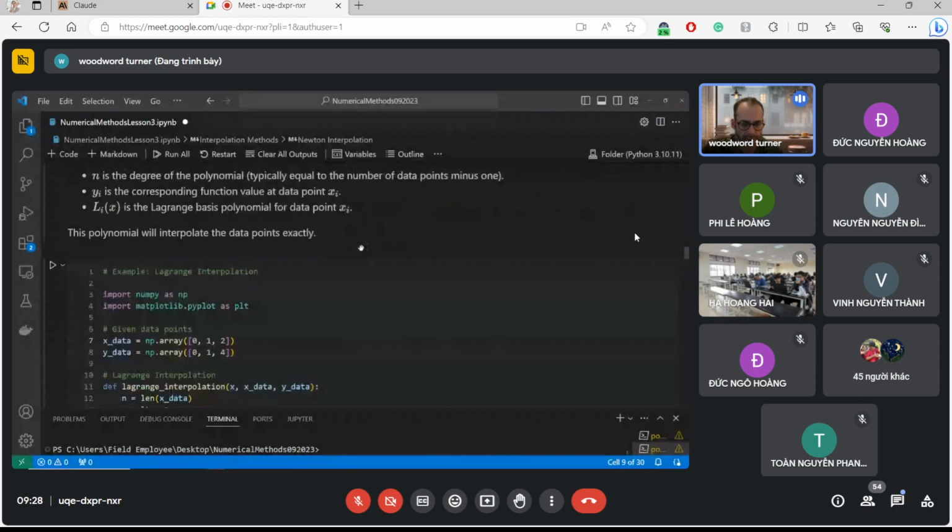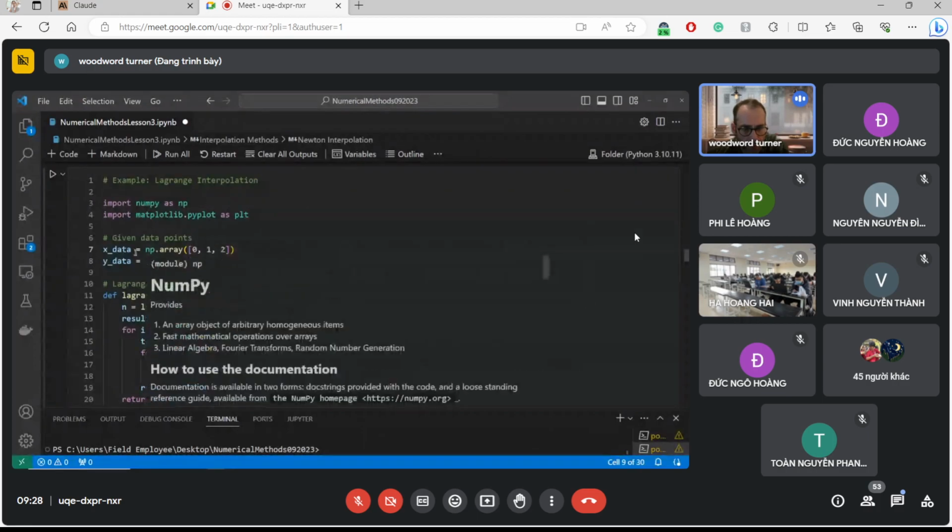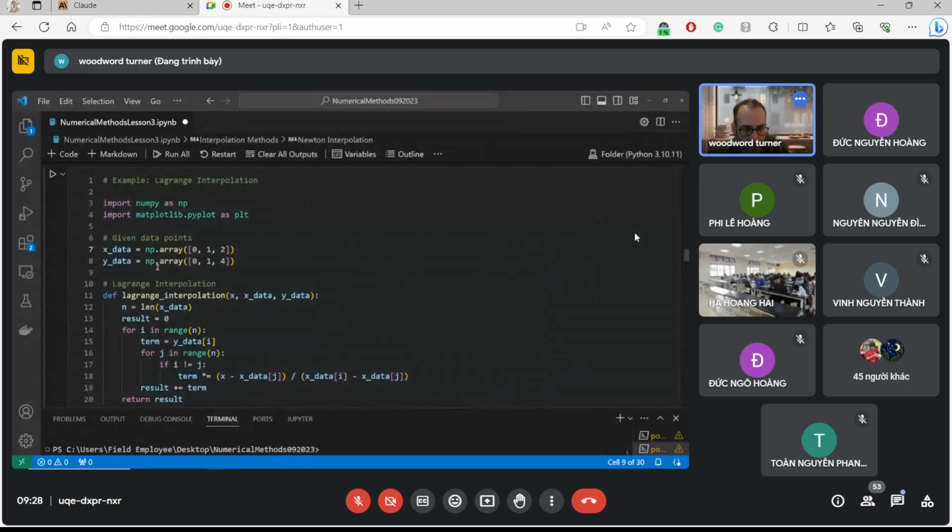So let me go through a little example of how we can do this. Again, we're just using the NumPy library and matplotlib for plotting. And I have some data points here, right? My x data is 0, 1, 2, and my y data is 0, 1, 4. If you're particularly astute, you probably realize this is y equals x squared in this case, but it's a good place to start.